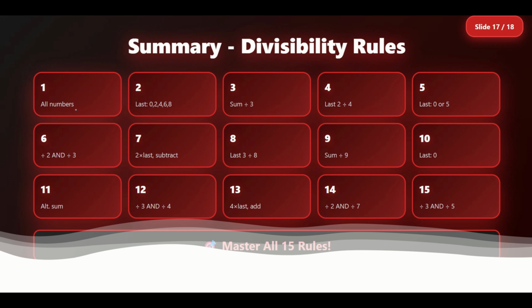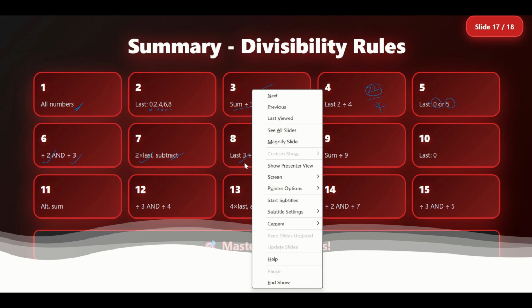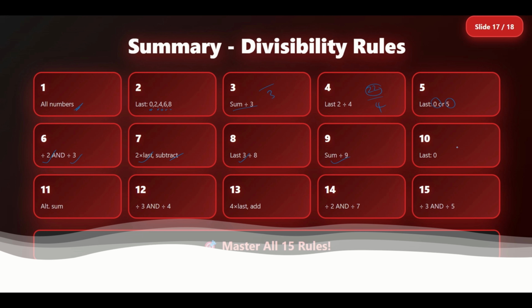Rule number 1. All numbers are divisible by 1. Rule number 2. Last digit should be even. Rule number 3. Sum of the digits should be divisible by 3. Rule number 4. Last two digits divisible by 4. Rule number 5. Ends in 0 or 5. Rule number 6. Should be divisible by 2 and 3. Rule number 7. Double the last digit and subtract. Rule number 8. Last three digits should be divisible by 8. And rule number 9. Sum of all the digits should be divisible by 9.